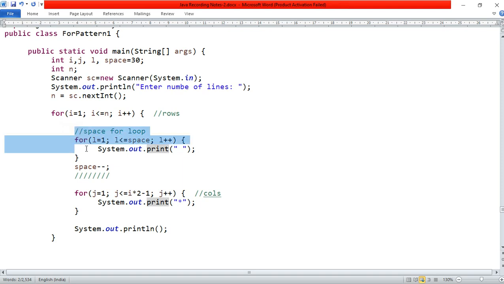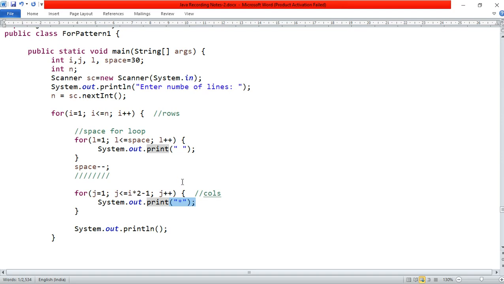And this is the space logic. As we have seen in the previous video also, the space logic is the same. Always the spaces are decrementing by 1. Now how to print the number of stars? I represents the row number. So the ith row prints i into 2 minus 1 times. So the j for loop is j is equal to 1, j is less than or equal to i into 2 minus 1, j plus plus, and print the star.